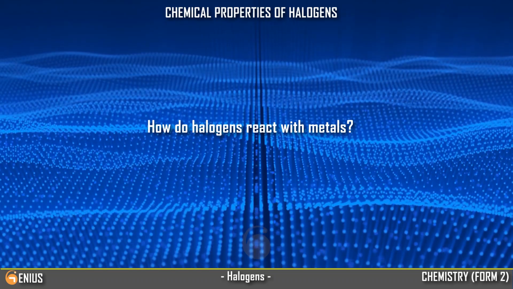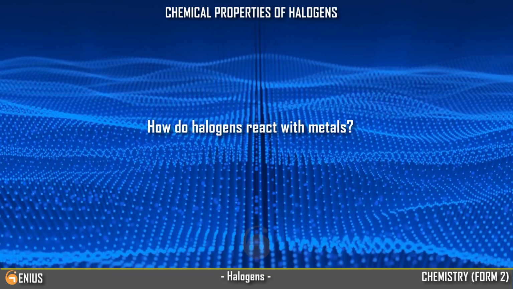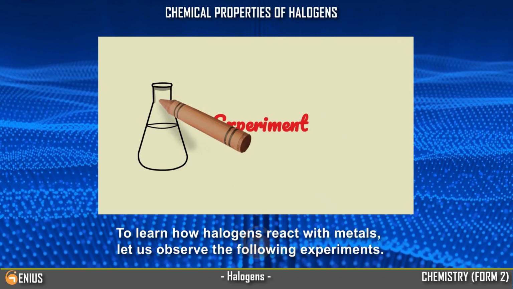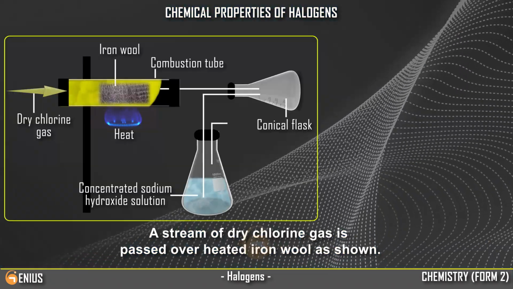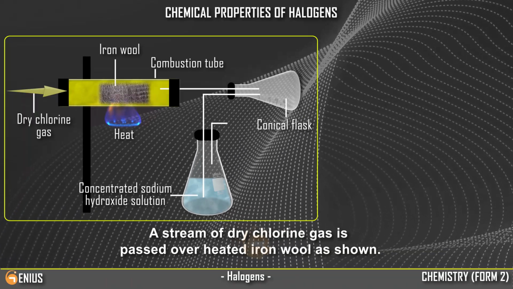How do halogens react with metals? To learn how halogens react with metals, let us observe the following experiments. A stream of dry chlorine gas is passed over heated iron wool as shown.